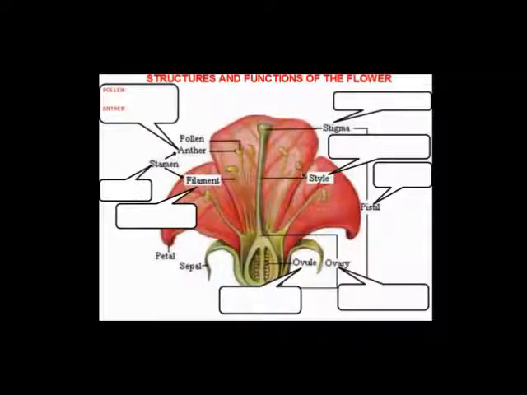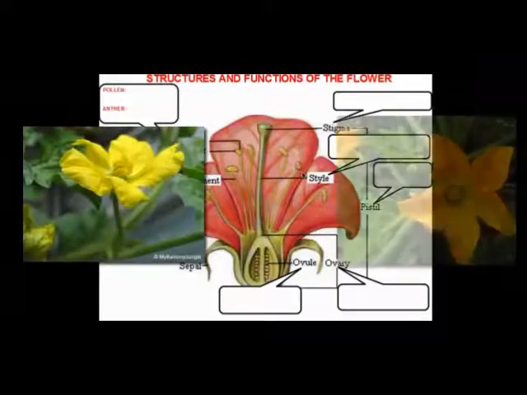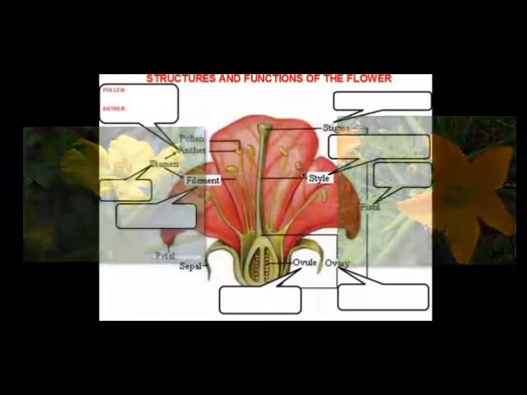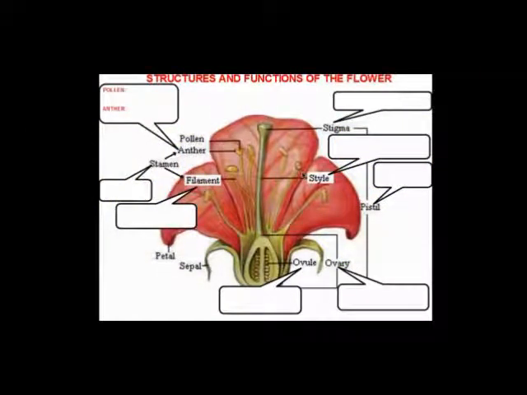And a flower could be one of three things. It could be a male flower, it could be a female flower, or it can be a flower that contains both male and female structures. So let's review what those male and female structures are.